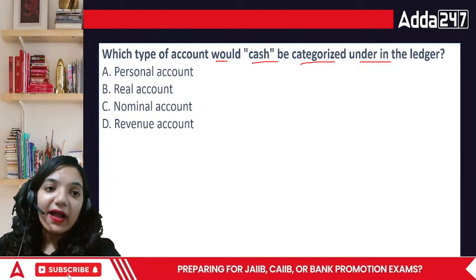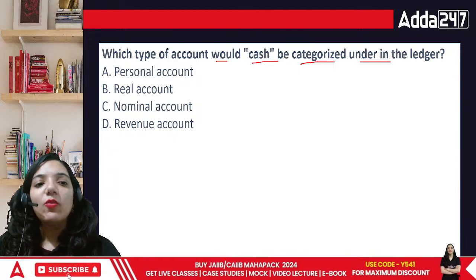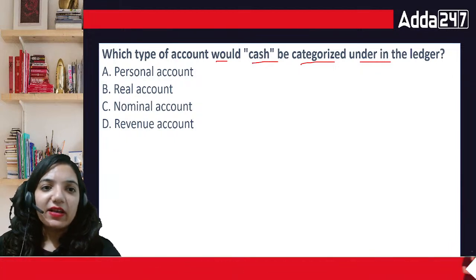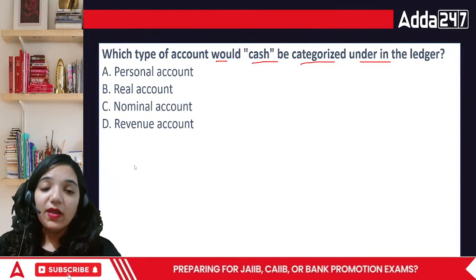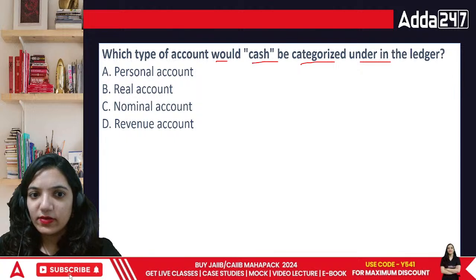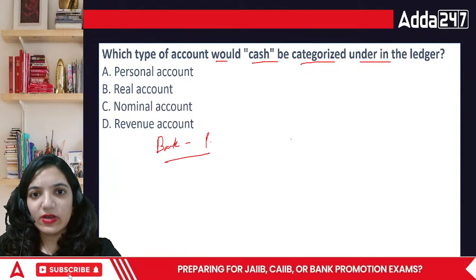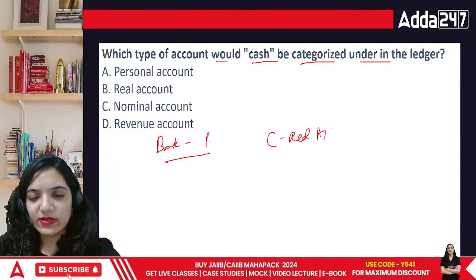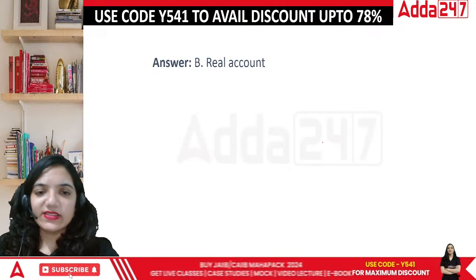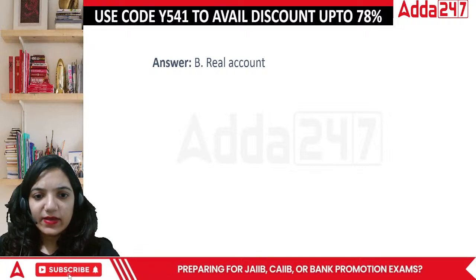When we talk about bank account, it can be defined as something which talks about exclusively what? It talks about only one thing, that is personal account. Bank is a personal account while cash is a real account. So in this case, the correct answer is real account, everyone. Done.